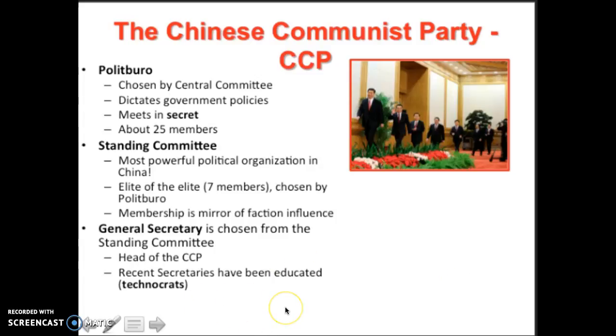These people are very educated. They're considered technocrats. They have very technical, specific education in government policy. They aren't the kind of people that you could just sit down and have a cup of tea with and chit-chat it up. They are basically born and bred to run the country.